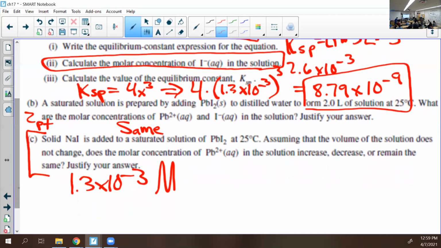You don't know letter C because that's like the 5 minutes I haven't taught you yet. But it's not that hard. Well, you kind of could reason through that if you remember Le Chatelier's principle.